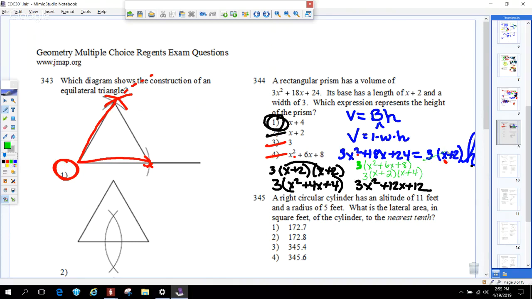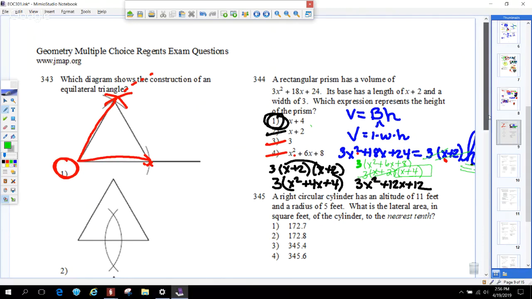And we already have the 3, we already have the x plus 2, so we're left with x plus 4 for the height, which is what we got. So you could do it either way.